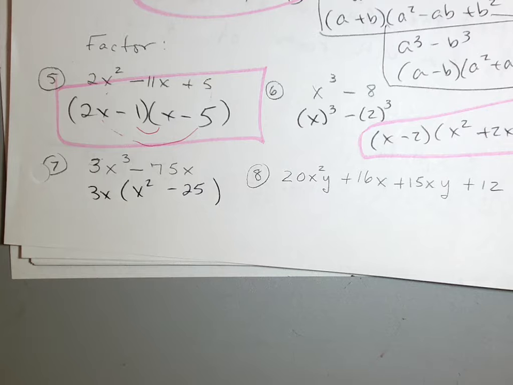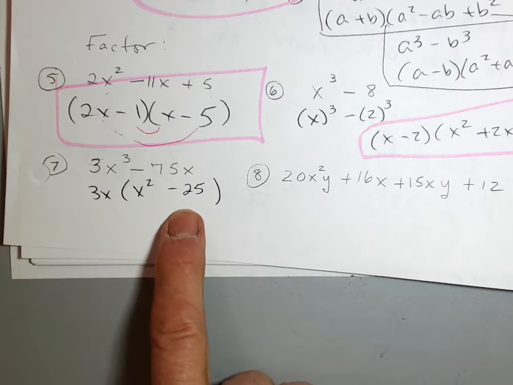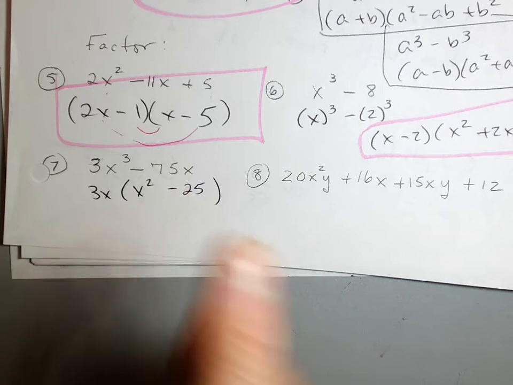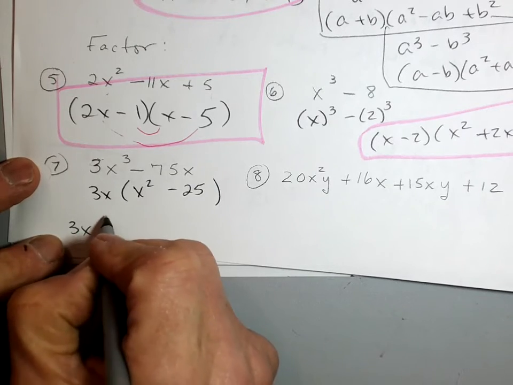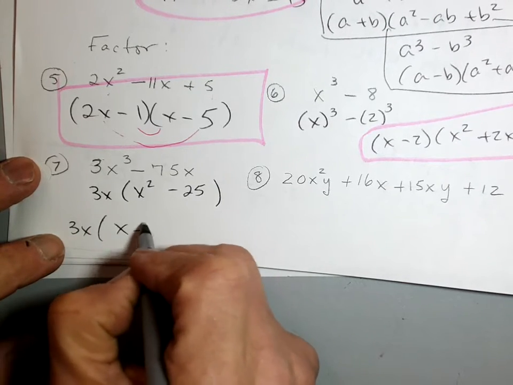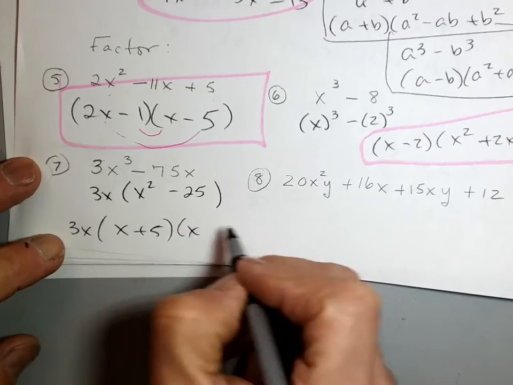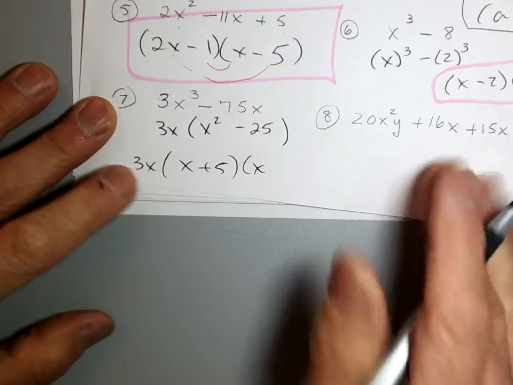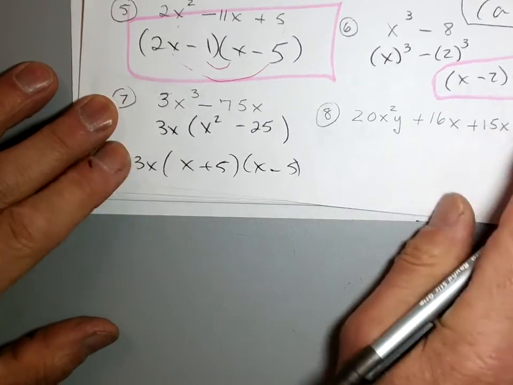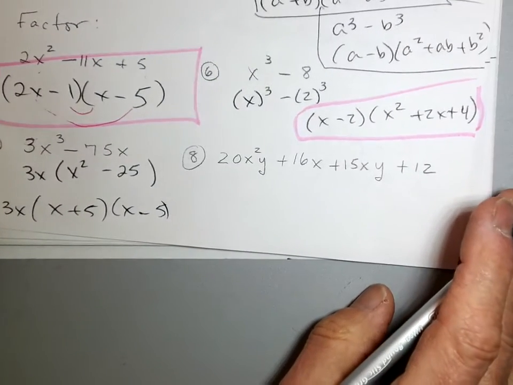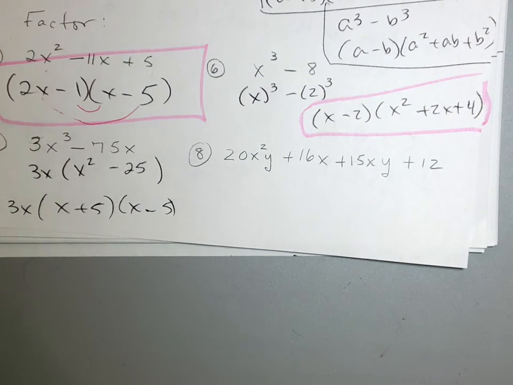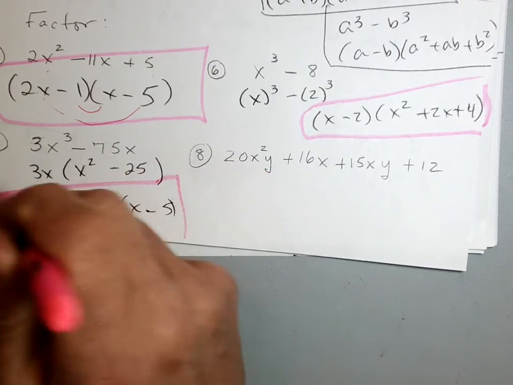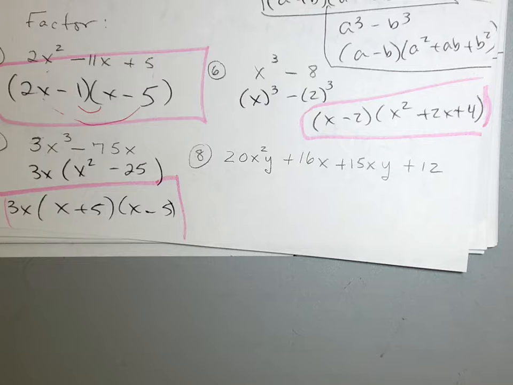And now I can factor that again, because this will factor into x plus 5, x minus 5. So don't forget the 3x, because I already did that one, and then inside I'll have x plus 5, x minus 5. Am I going too fast? Okay, so that's completely factored. Now that one took factoring twice, but I was able to do it.